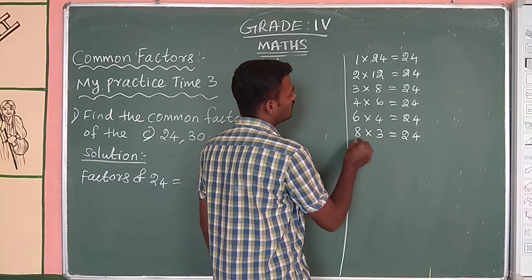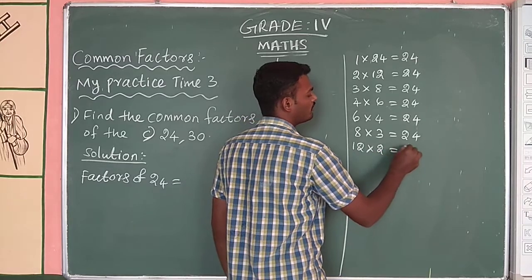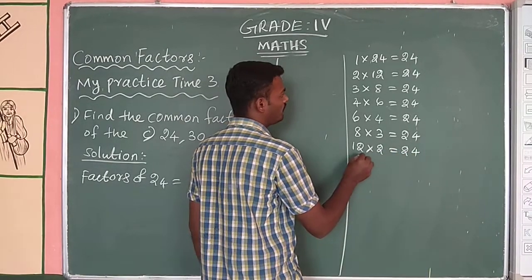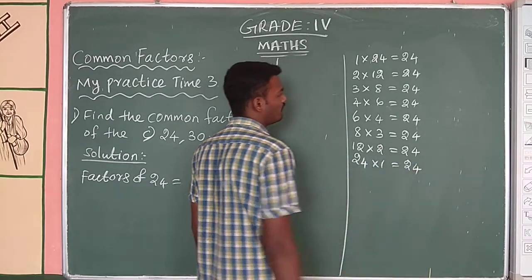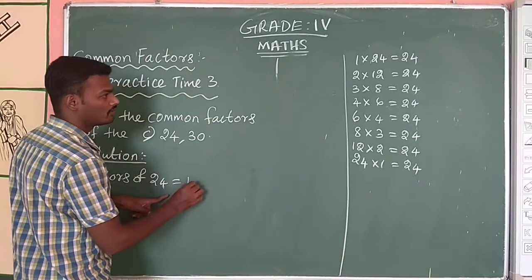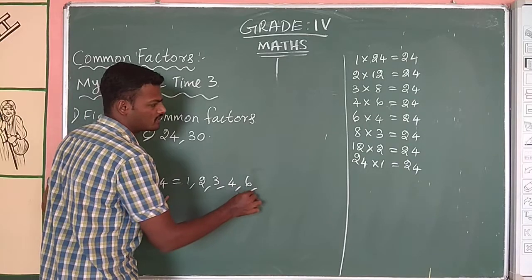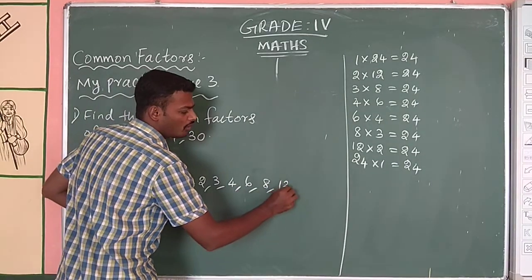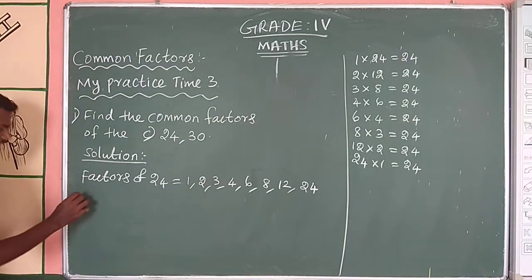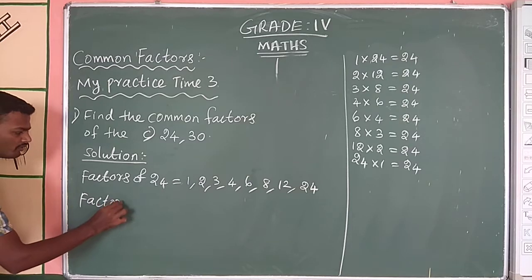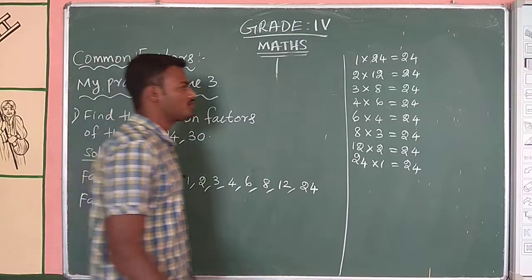Next, 12th table, 12 2s are 24. Next one, 24th table, 24 1s are 24. So 24 comes in the first table, second table, third table, fourth table, sixth table, eighth table, 12th table, and 24th table. Next one, we find factors of 30. Factors of 30. So 30 comes in the first table.